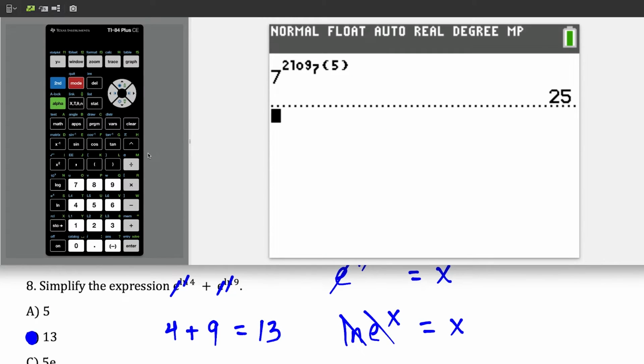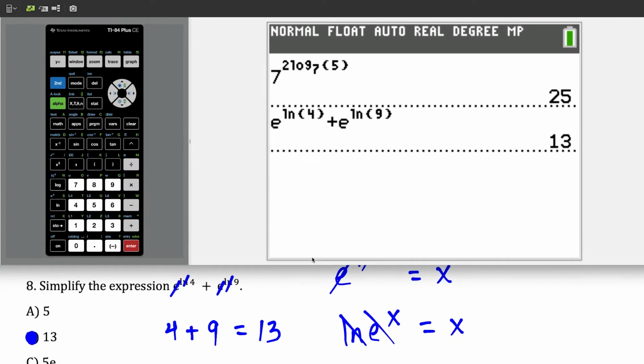But for this one, we could also just use the calculator. We could press second e, and then we're going to write e to the natural log 4. And I'm going to get out of this exponent, and I'm going to write plus, and I'm going to do second e again, and I'm going to write e to the natural log 9. So we're going to press natural log and 9, and then we just press enter, and this simplifies to 13. So choice B is definitely correct.